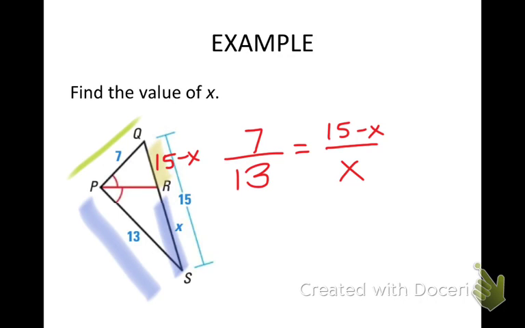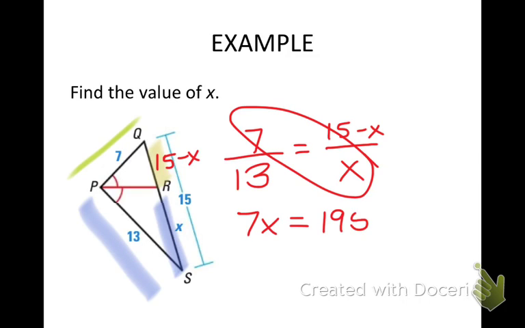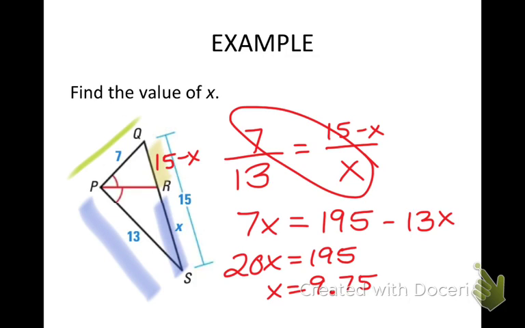So now we got to solve that. I'll take the easy cross product. That's 7x. What's the other cross product going to be? 195. 195 minus, not x. Distribute the 13 to that, so minus 13x. So add your 13x over, gets you 20x equals 195. So what does that get us? 9.75. Okay.